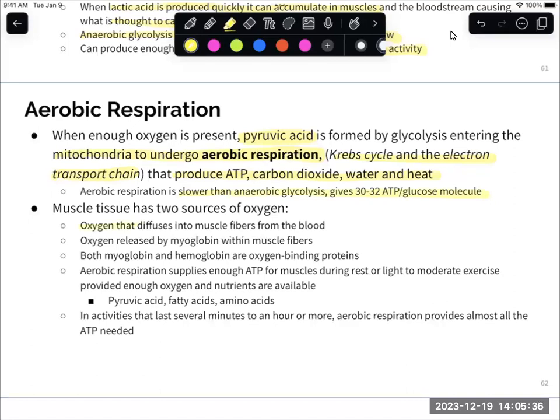Again, we can get oxygen from the blood, but we also store some oxygen in that myoglobin. Myoglobin and hemoglobin are oxygen-binding proteins. You'll learn more about the hemoglobin in Anatomy 2. We get enough ATP through aerobic respiration. It can last several minutes to hours or more. We can provide pretty much all the ATP our muscles need through aerobic respiration.